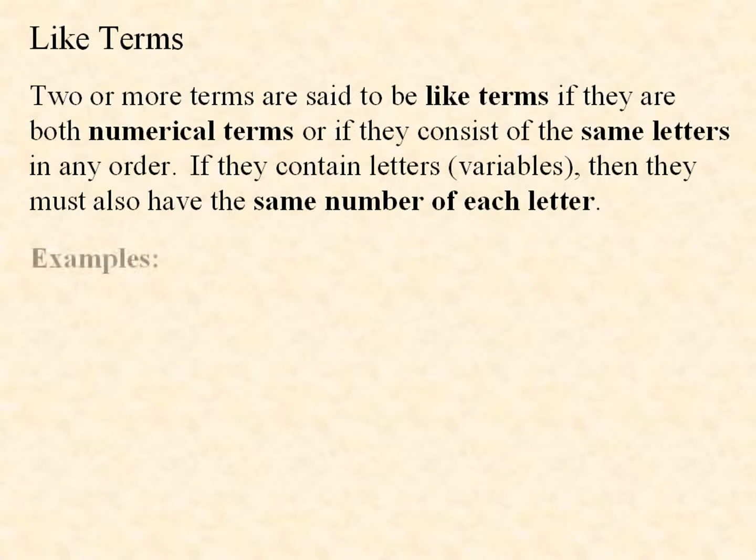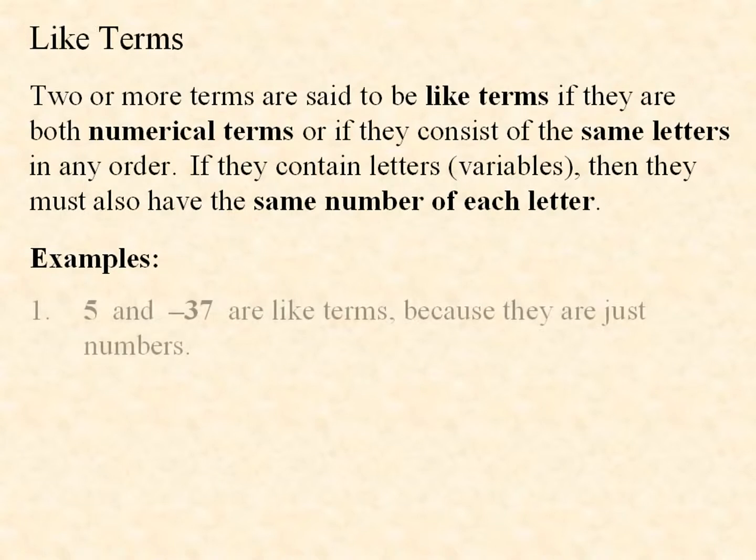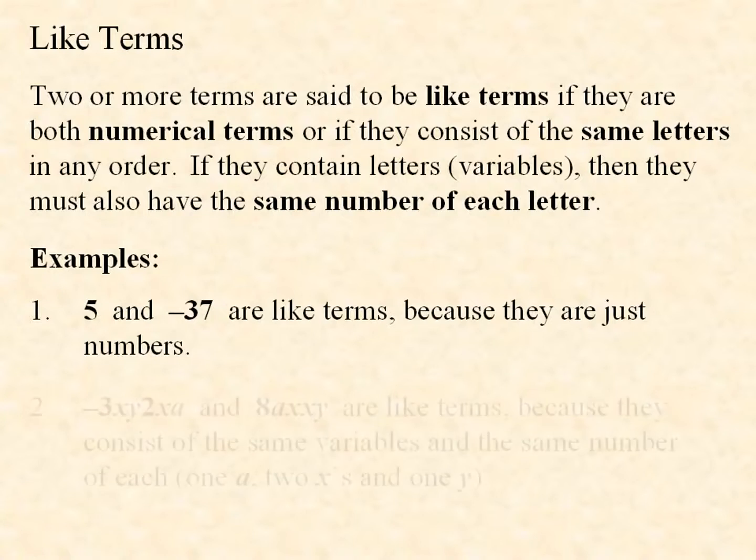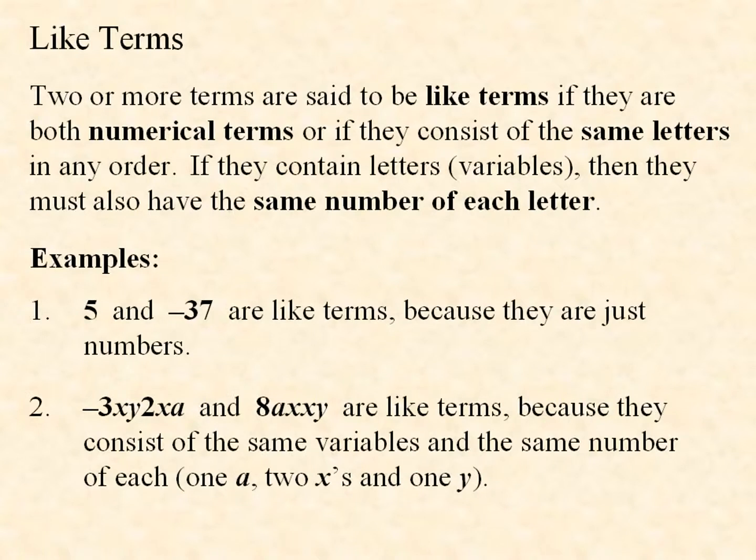Here are some examples. 5 and negative 37 are like terms because they are just numbers. Negative 3xy2xa and 8axxy are like terms because they consist of the same variables and the same number of each. We have one a, two x's, and one y.